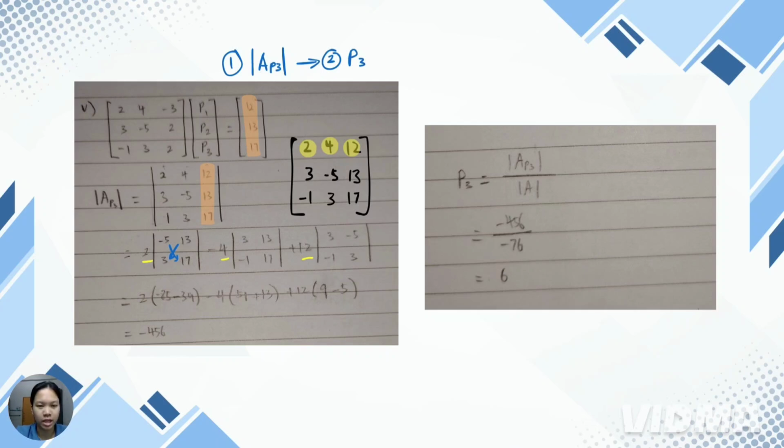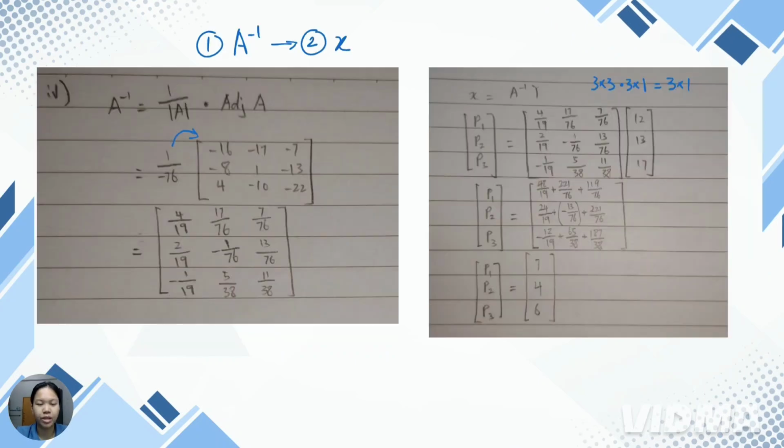Next, we move on to get the answer P3. P3 is equal to determinant AP3 divided by determinant A. So we substitute the answer of the determinant AP3 and also the determinant A. And then the final answer will be 6, which is the same as the previous answer, P3 equals 6.